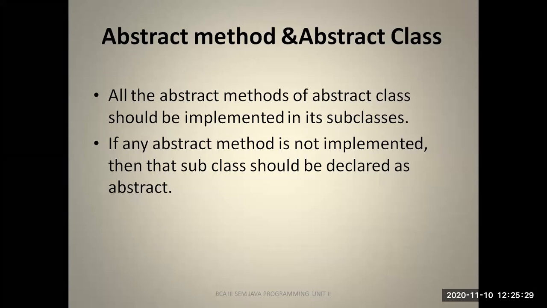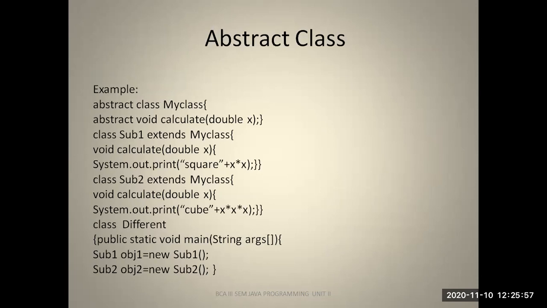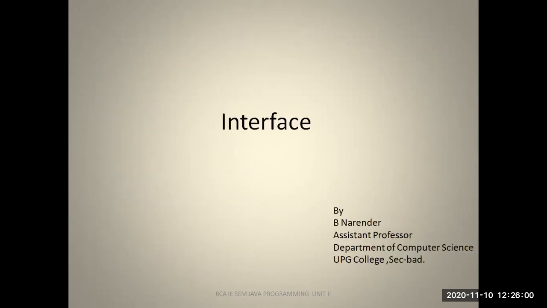Next, all abstract methods should be implemented in its subclass. Just now I said, if any subclass of an abstract class is not defining the abstract method, then that subclass will be treated as an abstract class also. These are some of the important points regarding abstract methods and abstract classes. This is an example program. Let us get into an important topic called interface.